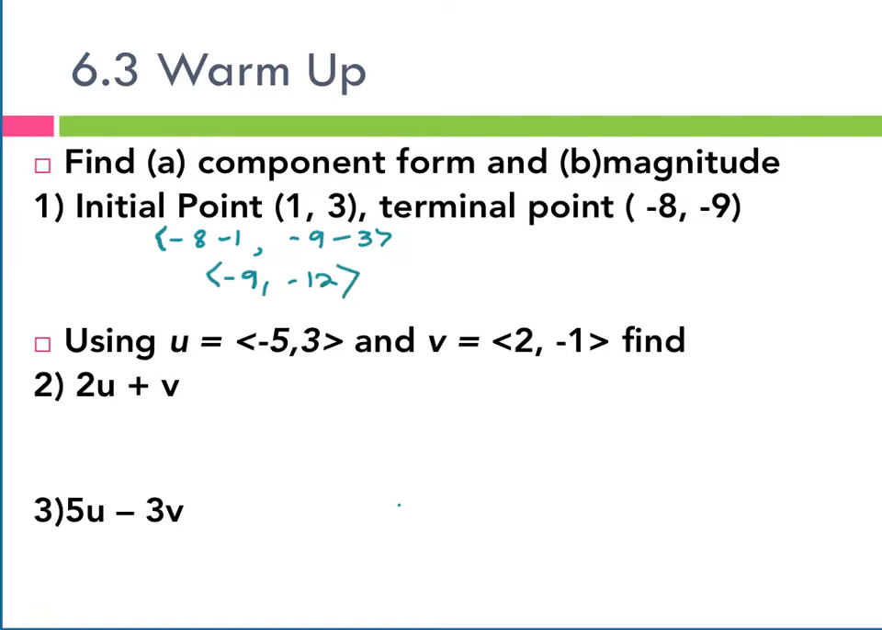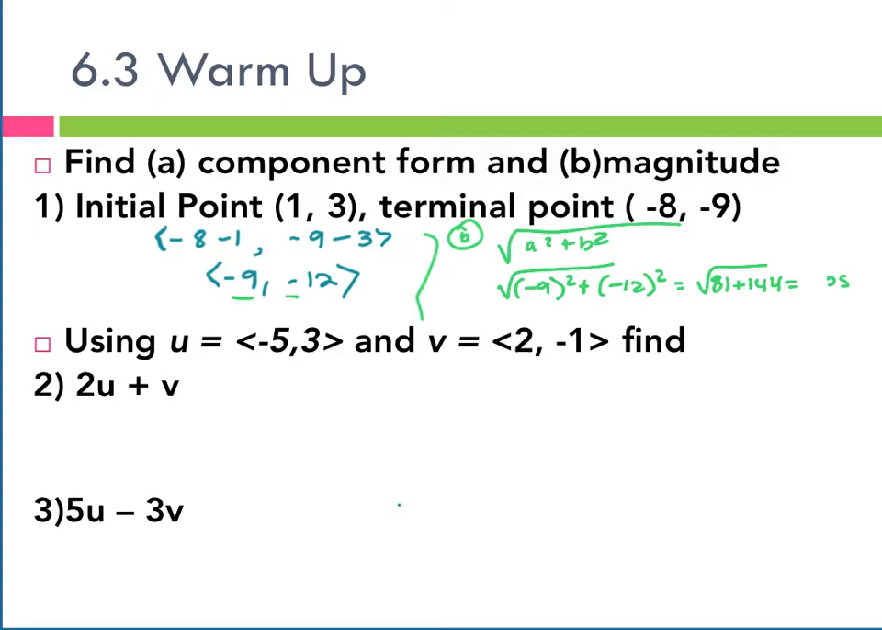So if you work this out on, what day was that? Thursday, and you already have your answer, just check your answers. Okay, then B said to find the magnitude of it. So you have two choices here. You can either work to find the distance formula given those 2 points, or you can do square root of a squared plus b squared coming from your component form. So that would be the square root of -9 squared plus -12 squared, square root of 81 plus 144, square root of 225, which is 15.